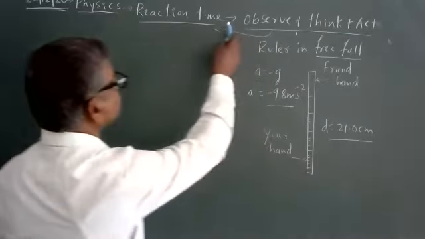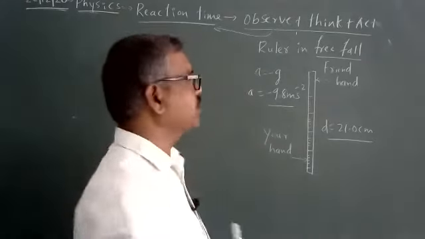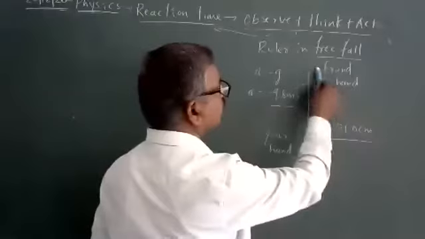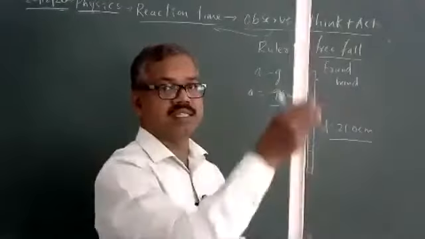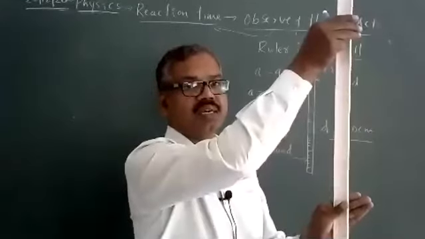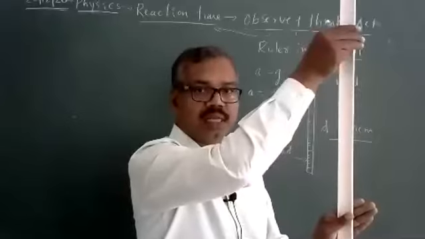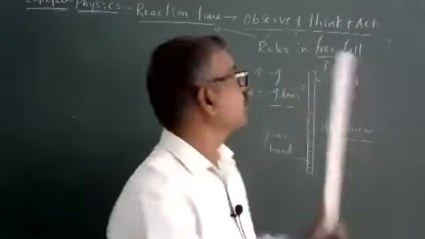The reaction time depends on the individual. It varies from individual to individual. To understand it better, ask your friend to drop a ruler while you hold it between your fingers. Like this, this is your ruler and these are your fingers. The moment your friend releases it, you notice the instant he releases and you try to hold the ruler. That is called reaction time.